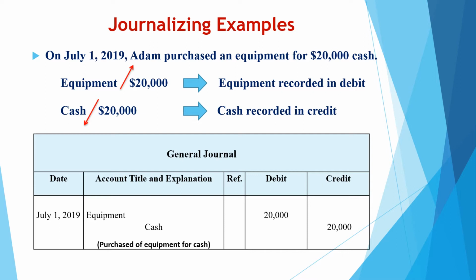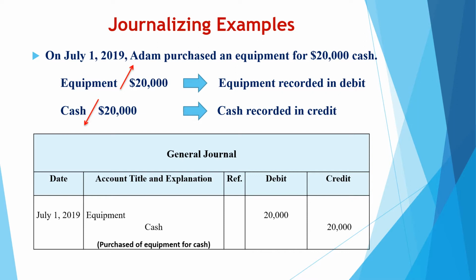The third column is the reference, and in this column we enter the code of the accounts. I will not be filling this column because we can give any code to each account. The fourth is the debit column; in the debit column we record the amount that should be debited, and in the credit column we record the amount that should be credited.